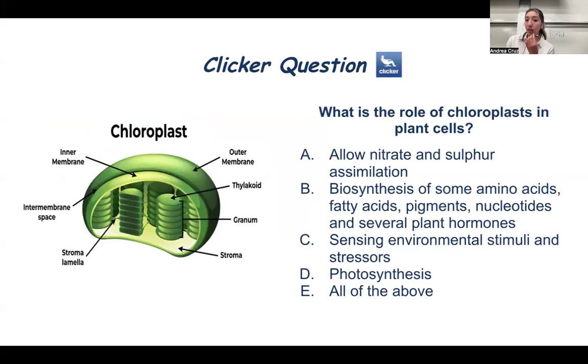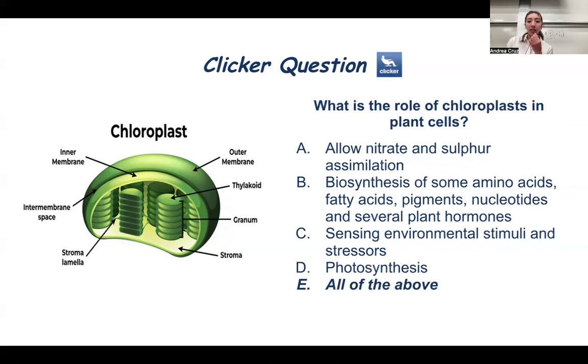So we have one last clicker question for you guys, and that is, what is the role of chloroplast in the cell? So we have A, allows for nitrate and sulfur assimilation, B, biosynthesis of some amino acids, fatty acids, pigments, nucleotides, and several plant hormones, C, sensing environmental stimuli and stressors, D, photosynthesis, or E, all of the above. So what do we think it is? It's actually E, all of the above.